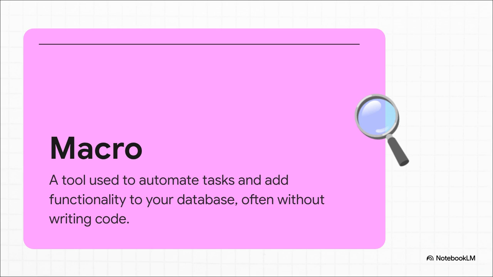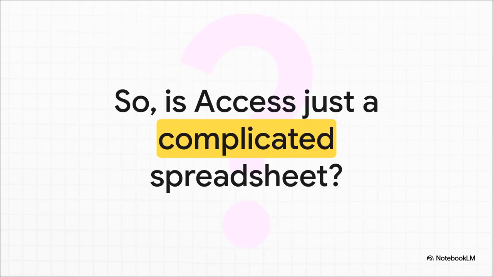That's where macros come in. Just think of a macro as a saved list of instructions. You could create a button on a form that says Run Monthly Report, and when you click it, it runs a query, generates a report from that query, and then emails it as a PDF to your boss, all automatically. It lets you automate these complex workflows with a single click, and you don't have to write a single line of code.